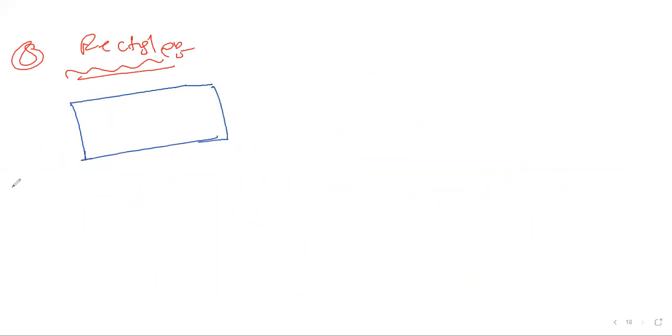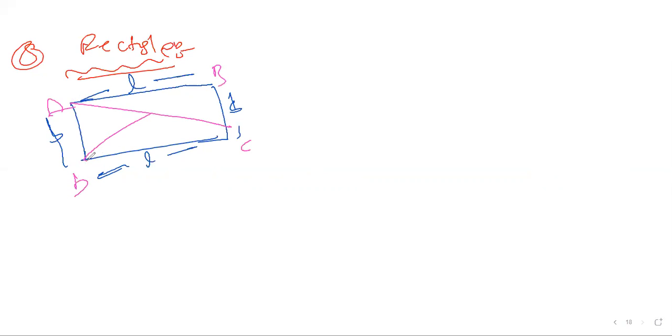This is a four-sided figure. Opposite sides are equal. The longest one I'll take as L, and the shortest one I'll take as B. It's very simple. Now, diagonals are there. This is one diagonal, D1, and this is another diagonal, D2.